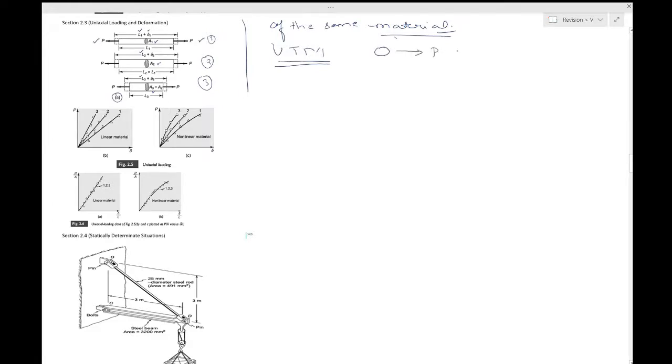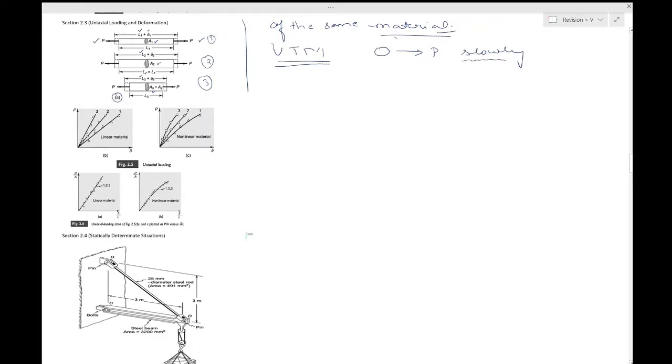Now what you are doing is this: you are actually increasing the load in each experiment from 0 to P slowly. Okay, it's not suddenly you are not applying a load P, you are increasing the load from 0 to this value of P, and you are doing it slowly.